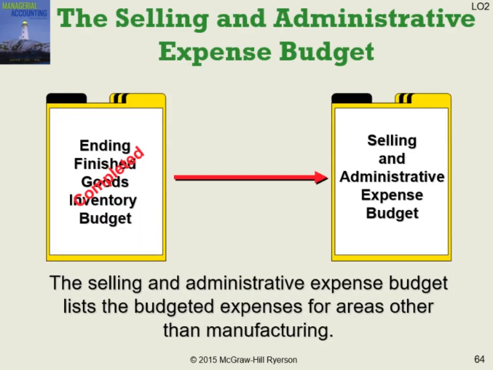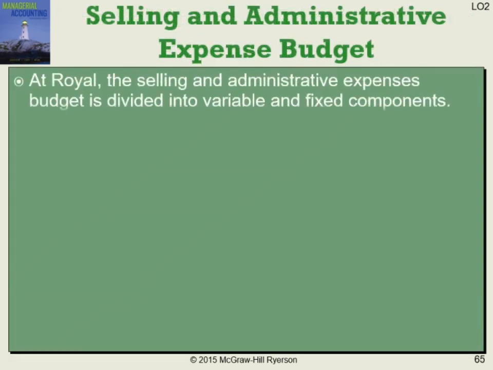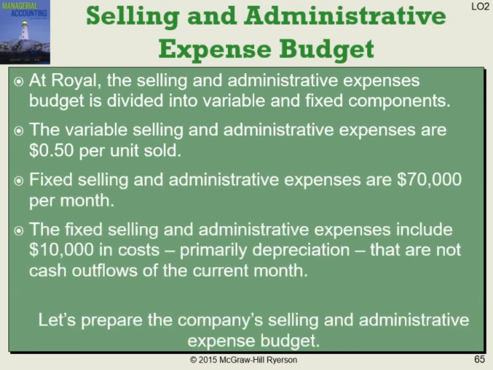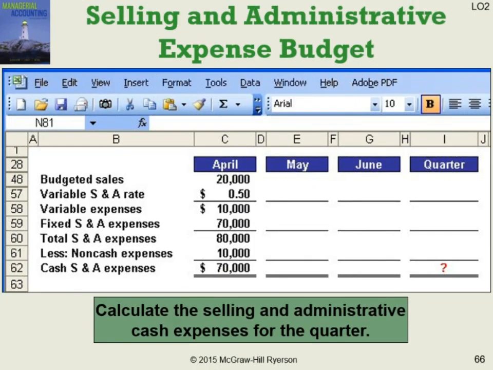Then the selling and admin expense budget. Once again, this is basically a prediction in advance of the cost of selling and administration expenses, non-manufacturing expenses, so therefore they're not added to the cost of goods sold or the cost of goods in inventory. The selling and admin expenses have some variable portions and some fixed portions, as we expect at this point. Variable selling and admin expenses are 50 cents per unit sold, not produced but sold. Fixed selling and admin expenses are $70,000 per month, including $10,000 of depreciation, which once again are not cash.